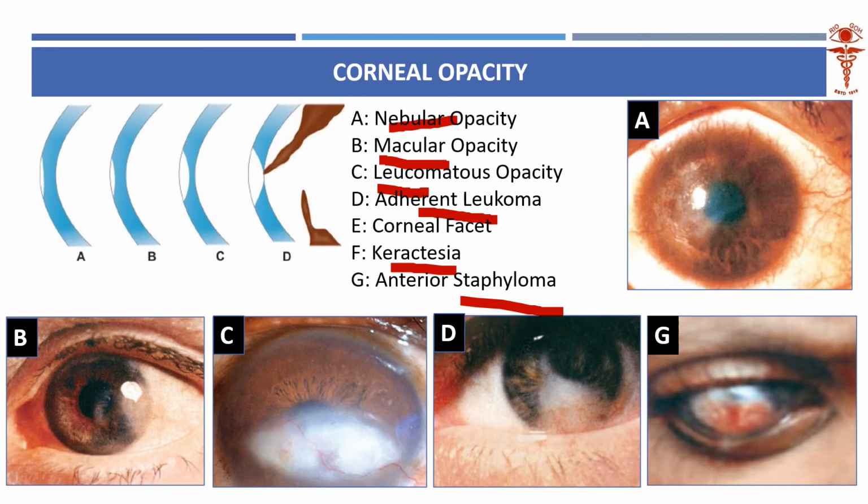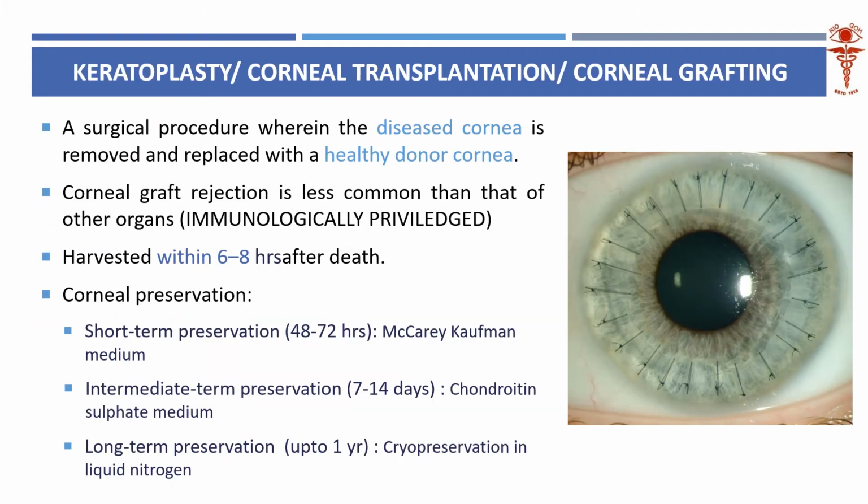So these are the possible opacities. I'll revise once more. This is nebula, very faint. A bit more thick, it is macula. Very thick, it is leucoma. Adherent, it is adherent leucoma. Okay, and a facet, you can have a keratectasia, you can have an anterior staphyloma. So the climax of corneal topics is keratoplasty or corneal transplantation.